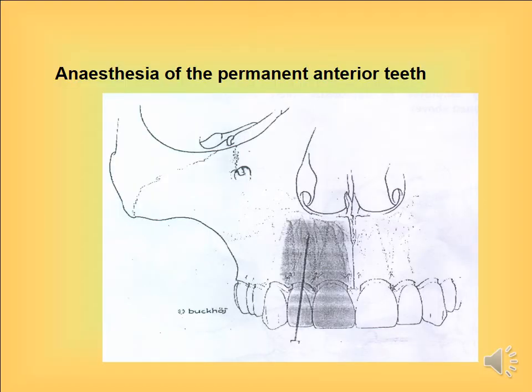We have many techniques for each group of teeth. We divide the maxillary teeth into groups: anterior, premolar and molar. For the permanent anterior teeth, that is the central, lateral and canine, we give the infiltration technique and insert the needle parallel with the long axis of the tooth that needs extraction, as seen in this figure.